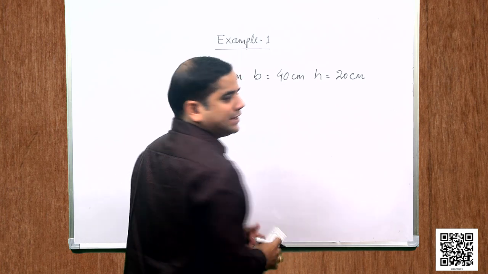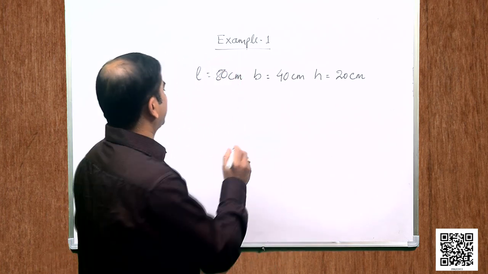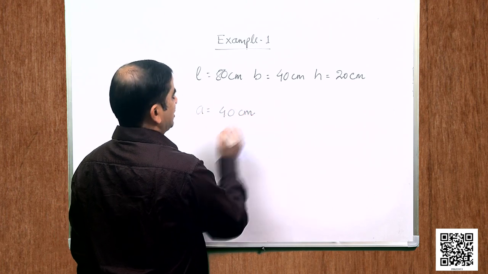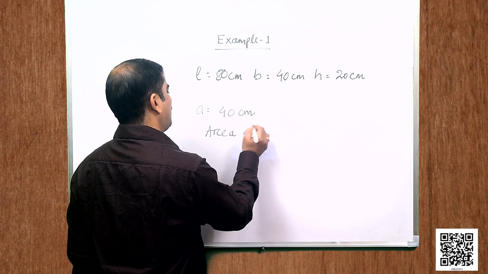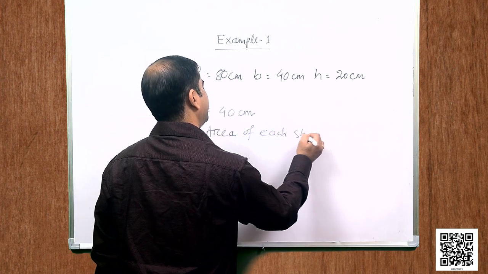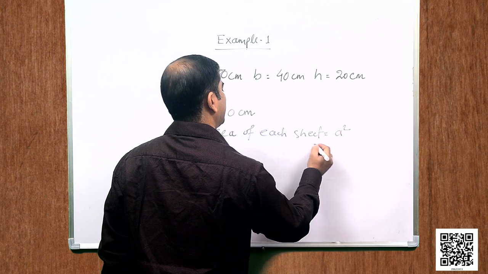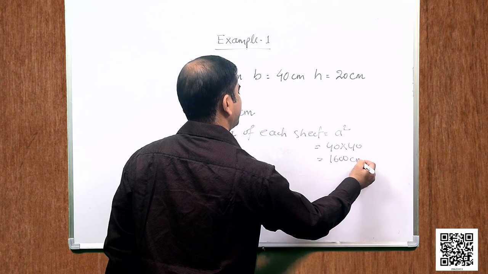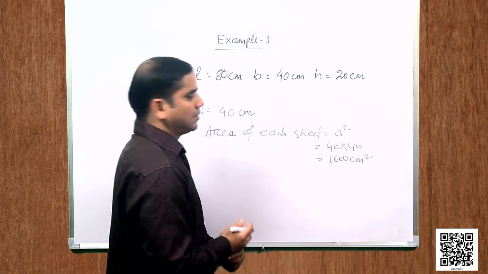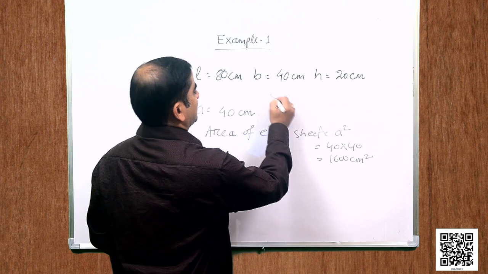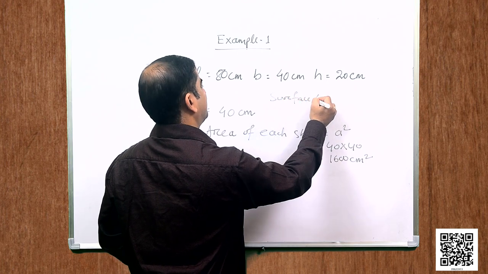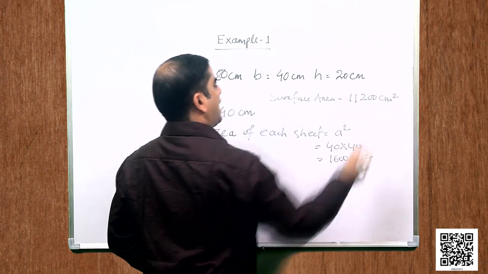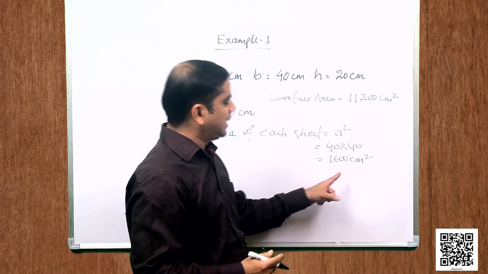Now, let us find the area of each sheet of paper. Each sheet of paper is of side 40 cm. So, a is equal to 40 cm. So, area of each sheet is equal to a square, that is 40 into 40, 1600 cm². Okay. So, total surface area is equal to 11,200 cm² and area of each sheet is equal to 1600 cm².